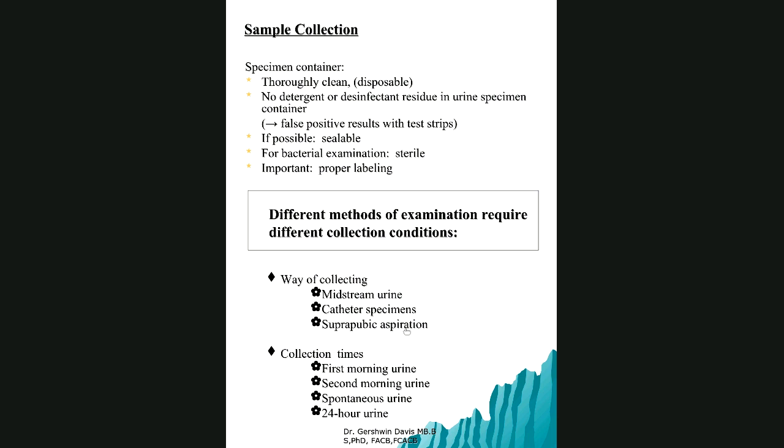Suprapubic is very clean, and it's supposed to be a sterile procedure as well, usually done in infants. And catheter is the most unclean specimen because you may get a lot of contamination there. So those are the types of collection.